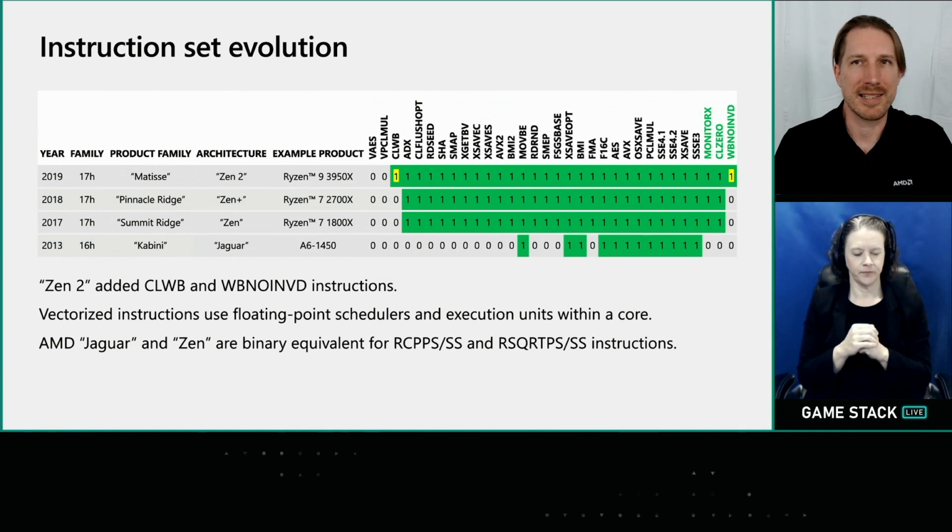The instruction set is the same regardless of single-thread or dual-thread mode. Zen 2 added cache line writeback and writeback no invalidate instructions. Vectorized instructions use the floating point schedulers and execution units.